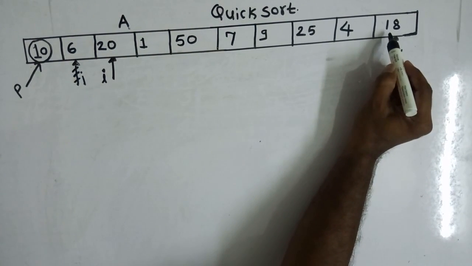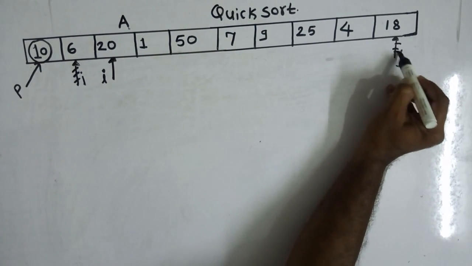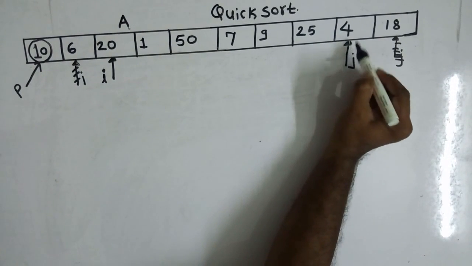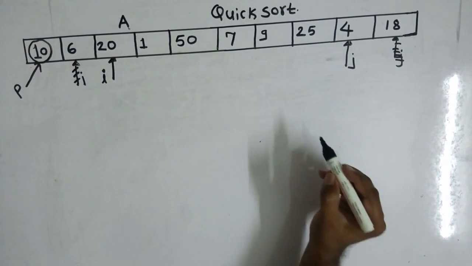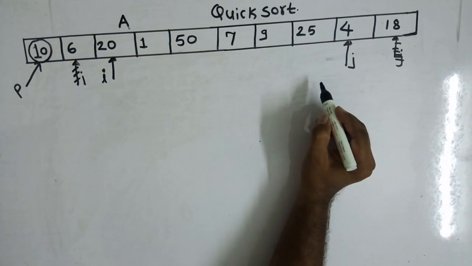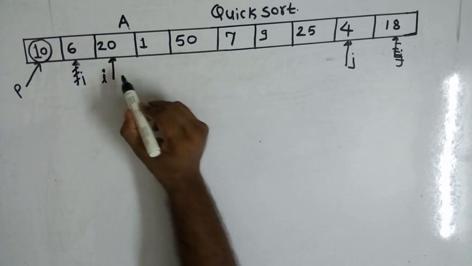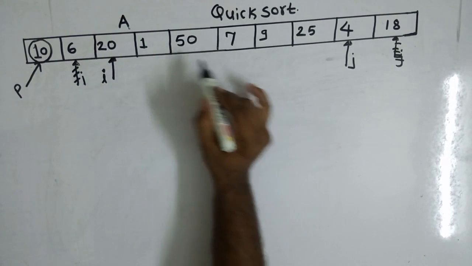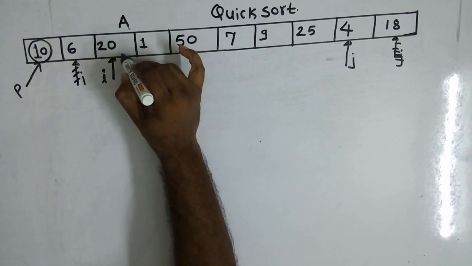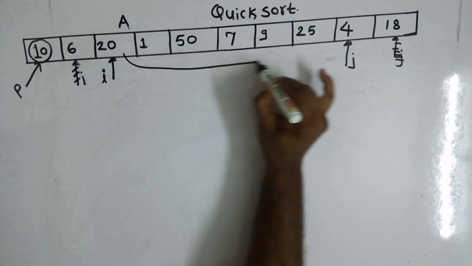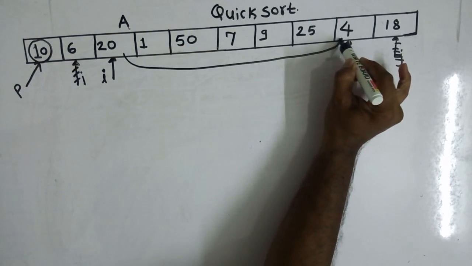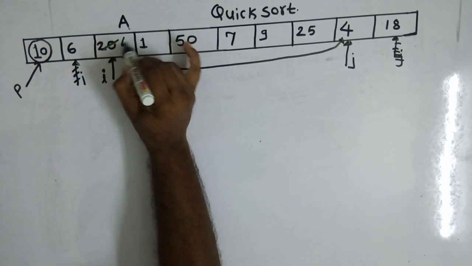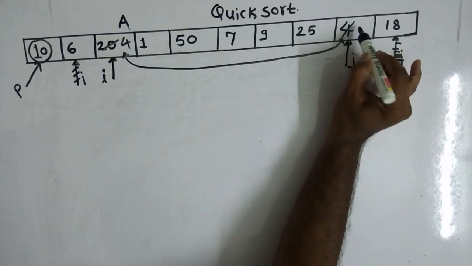So 18 is greater than pivot, so let it sit there. So decrement j. So here I have 4 which is less than pivot, so I found one which is less than pivot. Now i and j have not crossed each other. i is still less than j, so we'll swap the element on ith position with the element on j's place. So I'll bring 4 here and bring 20 here.